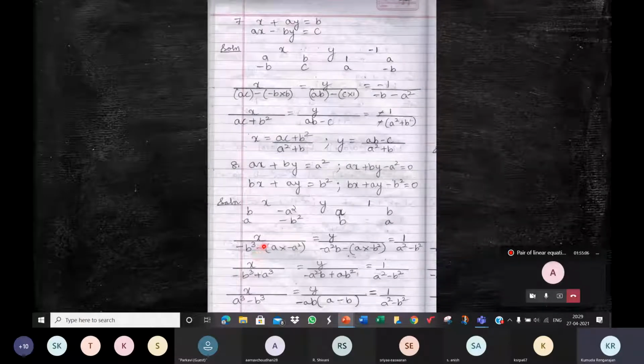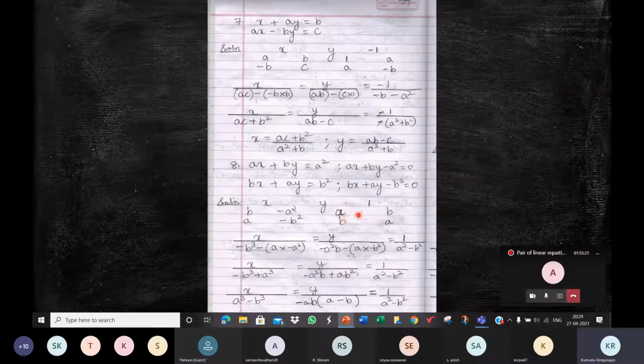All right, I think I've repeated this many times, so I'll not tell you again. So again, here the product, minus a square b, and here minus b square into a. Put a minus sign in the middle. 1 by a square minus b square. So a square is one product, b into b square is the other product. You need to subtract the product, so a square minus b square.